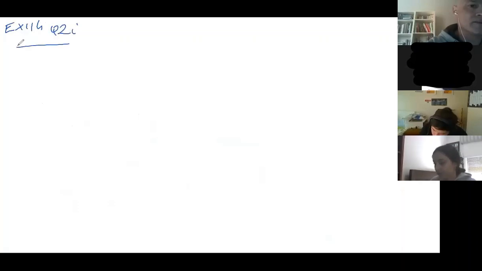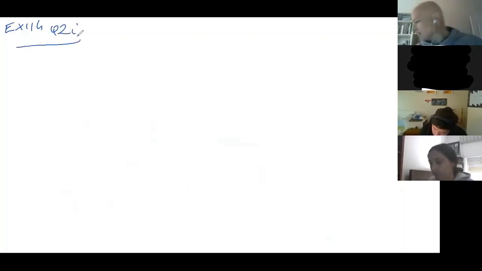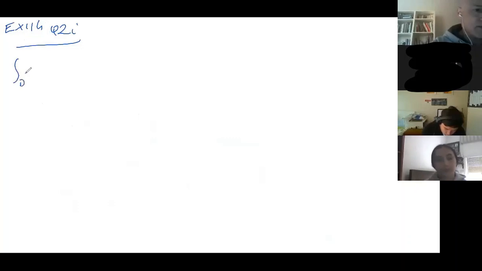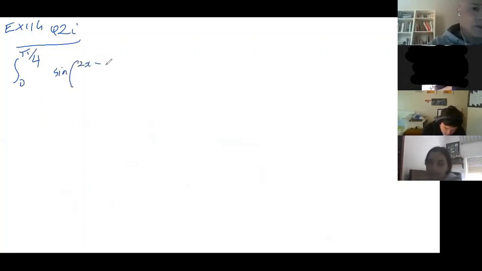Okay, so exercise 11G question 2I. It says find the exact value of these intervals. Question 2I is the interval between 0 and pi over 4 of sine 2x minus pi over 3 dx.